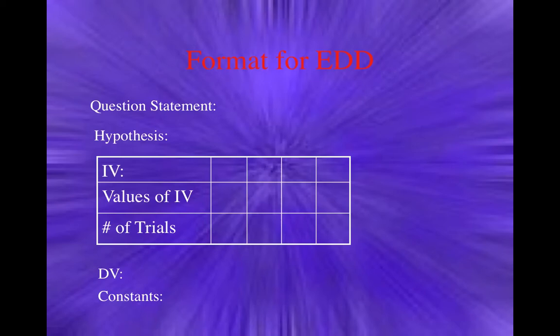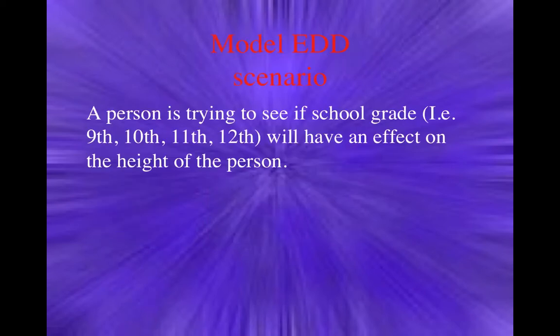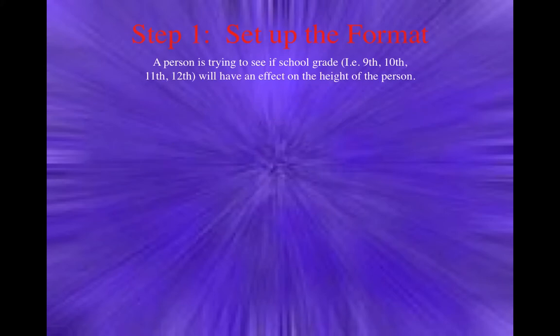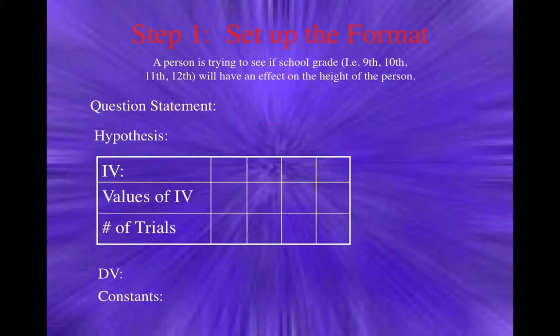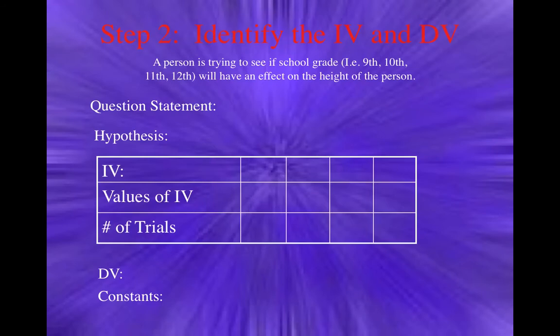Okay, let's try an example. So here's a question. A person's trying to see if the school grade, whether a kid is in 9th, 10th, 11th, or 12th grade, will have an effect on the height of the person. So the first step is to set up the format, Shazam. Then the second step is to identify what is the IV and the DV. I know that's not the first thing on the list, but that's really how you need to do this.